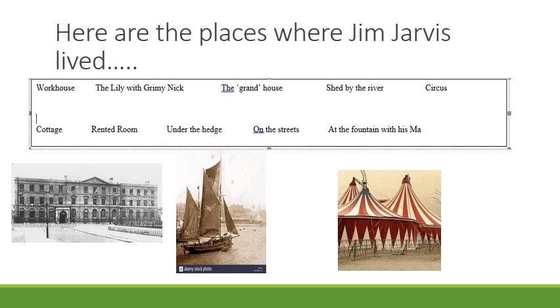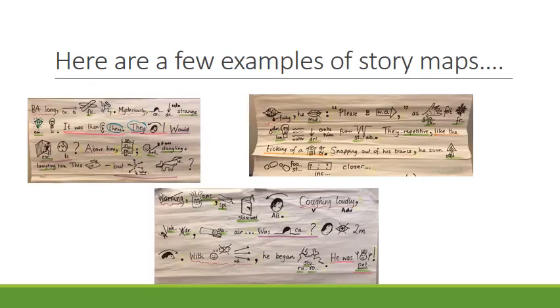Okay, so first, he started his journey in the rented room where he lived with his mom and his sisters. So that could be the first place. Then, after that, he was at the fountain with his ma, so he was kicked out of the rented room. And then he went to the fountain with his ma. Then he went to the workhouse. So that way, you have to create a story map. Now, in the next slide, I'm going to show you how a story map is made.